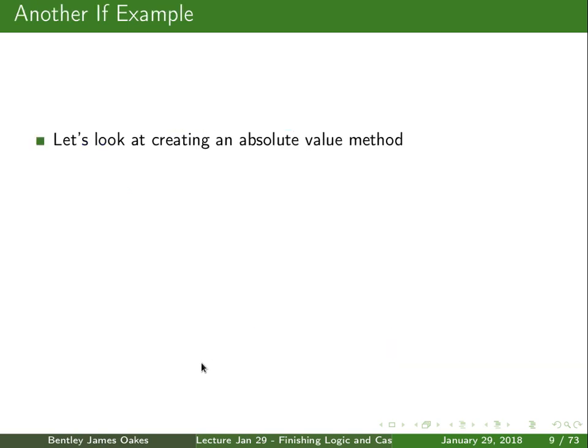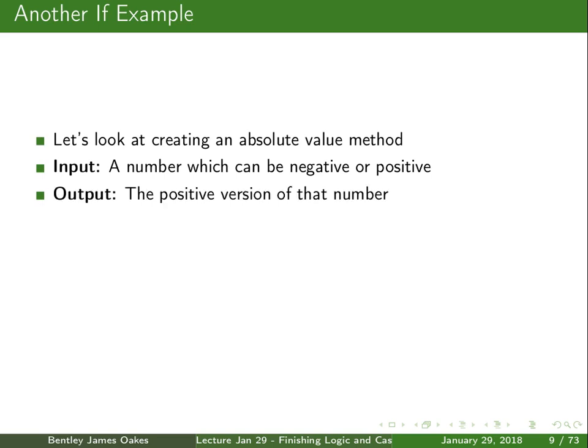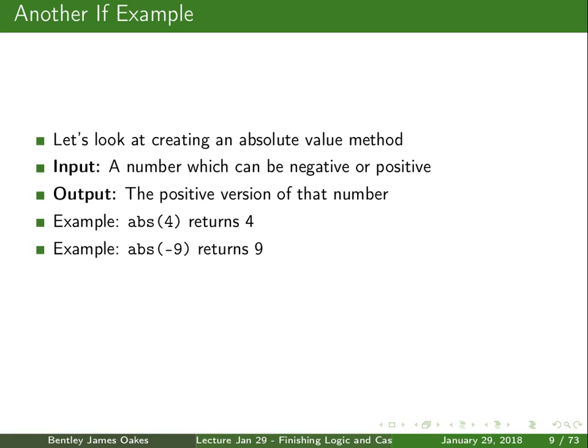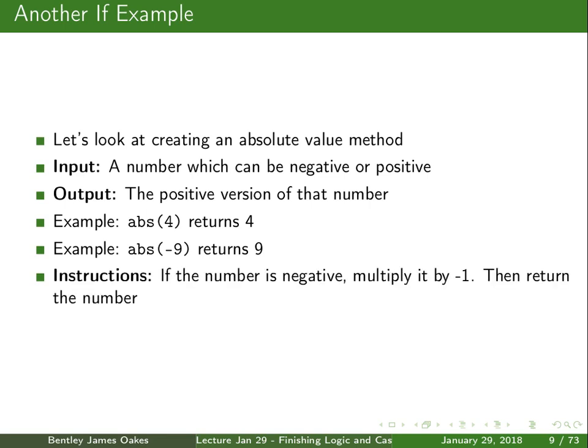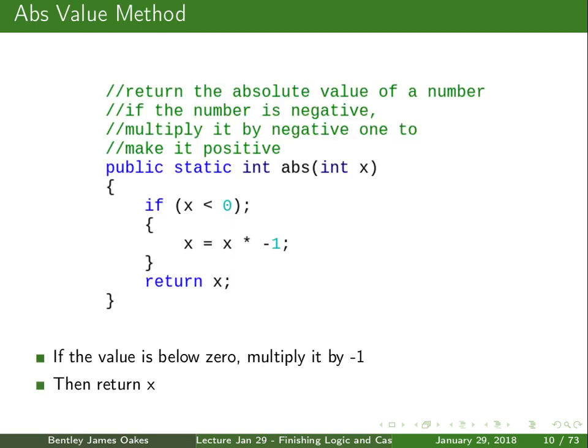Okay. So I also showed you guys the absolute value method. Also lots of fun. It takes a number that can be negative or positive, and it will return the positive version of that number. So if you have 4, it returns 4. If you have negative 9, it returns 9. If you have negative 57, it returns 57. It just gives you the positive version of the number. So you can do something like, if the number is negative, multiply it by minus 1 to get rid of the negative sign, and then return the number. So I showed you guys many different versions of this.